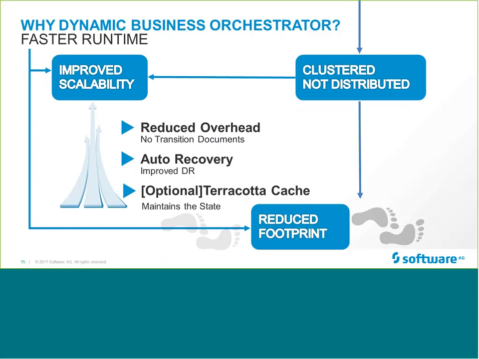It's clustered, and it's truly linearly scalable and not distributed. I mean, we don't have lots of network hops that we have to do to actually run the models. There are no transitioning documents, no messaging layer dependencies. There's an improved disaster recovery built into it, and the cache maintenance is optional with Terracotta Cache.